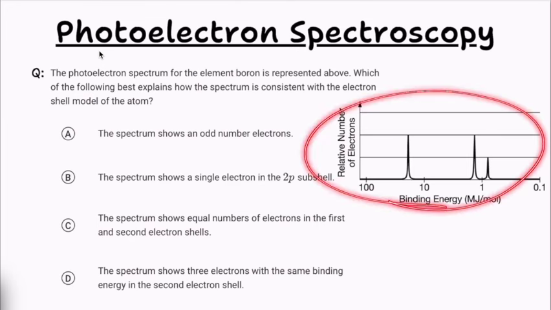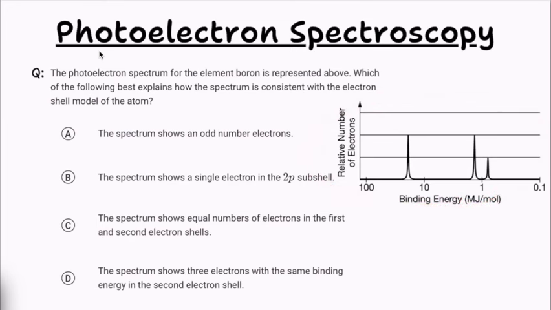Well, let's try to analyze this photoelectron spectroscopy diagram first. From the left to the right, the binding energy gradually decreases, which means the left is close to the nucleus, the innermost shell, so it will be 1s2. Next peak will be 2s2, next will be 2p. Because the height of the rightmost peak is only 1/2 of the other 2 peaks, it will be 2p1. So the total number of electrons will be 2 plus 2 plus 1, which is 5. So A is actually correct. And B, the spectrum shows a single electron in 2p. This is correct too. There is only 1 electron.